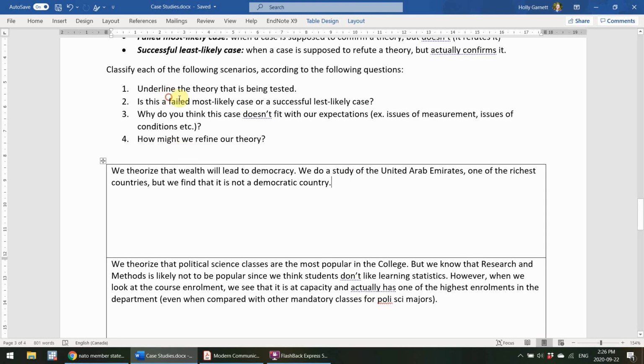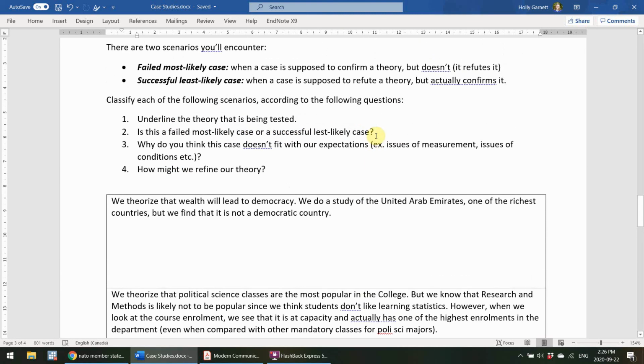All right, so is this a failed most likely case or a successful least likely case? I would say what's going on here is our case, the United Arab Emirates, is supposed to confirm our theory. Because it's super rich, it should confirm that we're going to get a democracy, but we find that it is so not democratic. So we have a failed most likely case. The most interesting thing now is to think about why this does not fit within our expectations.